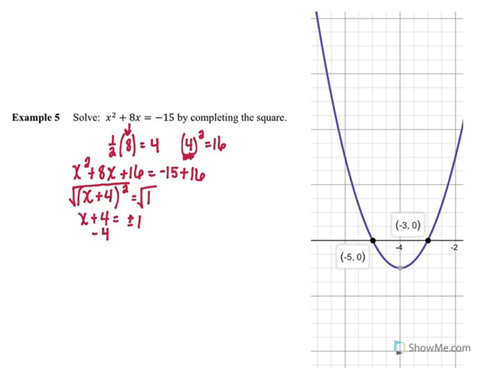Now I need to subtract 4 to get x by itself. So I have two answers here. I have x is equal to positive 1 minus 4 and negative 1 minus 4. So x is equal to -3, since 1 - 4 is -3, and x is equal to -5. And lo and behold, when I graphed in Desmos, I see that they match, -5 and -3.